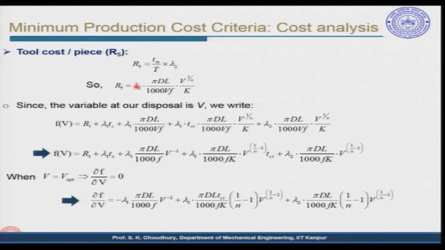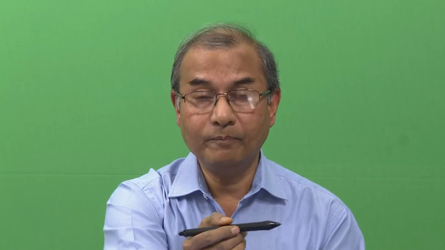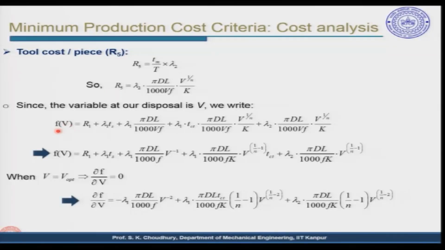Now, the variable at our disposal, as we said, that we are considering is the cutting velocity. That means, for the cutting velocity we will try to find out the optimum value for which the cost will be minimum. So, the function that we will be having, that is the cost per piece, will be a function of the velocity, let us say.